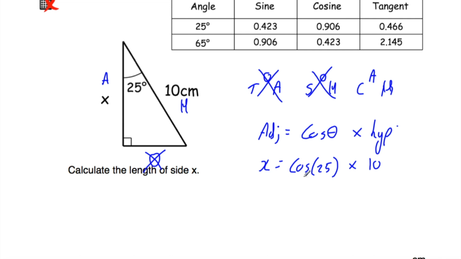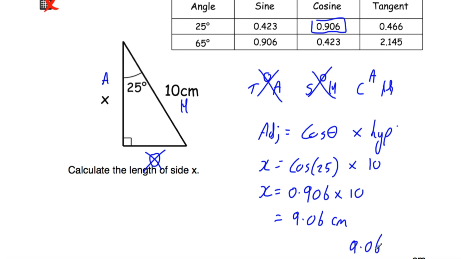So that means that x is equal to the cos of 25 degrees. Now if we have a look here, we've got the cosine of 25 degrees, so that would be equal to 0.906. So let's replace this cos 25 with 0.906. That means that x is equal to 0.906 multiplied by 10, which is equal to 9.06 centimeters. So the length of this side x would be equal to 9.06 centimeters.